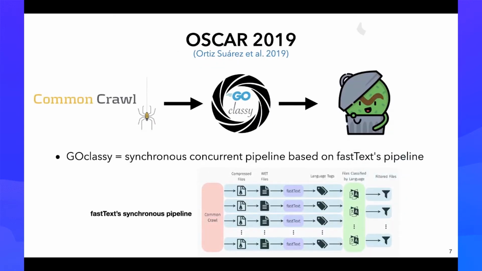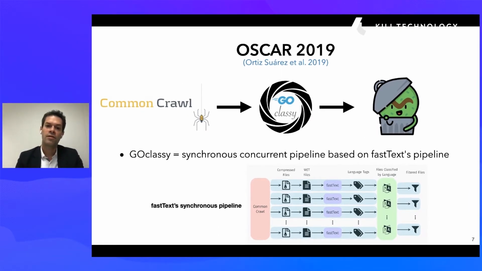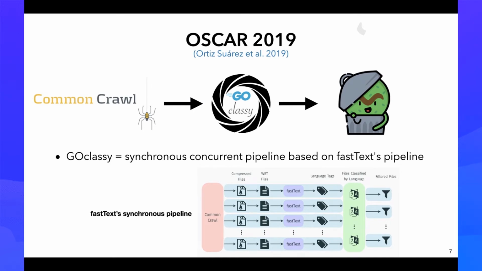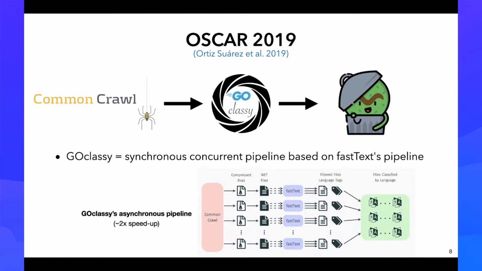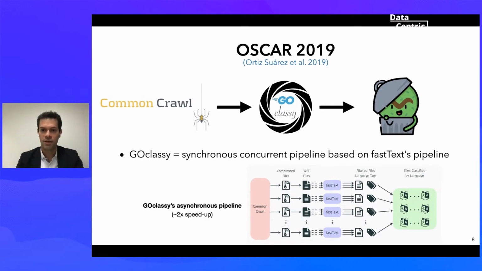So the first version of OSCAR, which was published in 2019, used a pipeline called Go Classy, developed in Go. And the difference with the fastText pipeline, on which it is partly based, is that the fastText pipeline is synchronous. So basically, the way the Common Crawl raw data is processed is not as parallelized as it could be. And the major difference between Go Classy and the fastText pipeline is that Go Classy is asynchronous, thereby taking much more advantage of the possibilities of parallelizing the processing that is needed to classify by language and to create the output corpus.